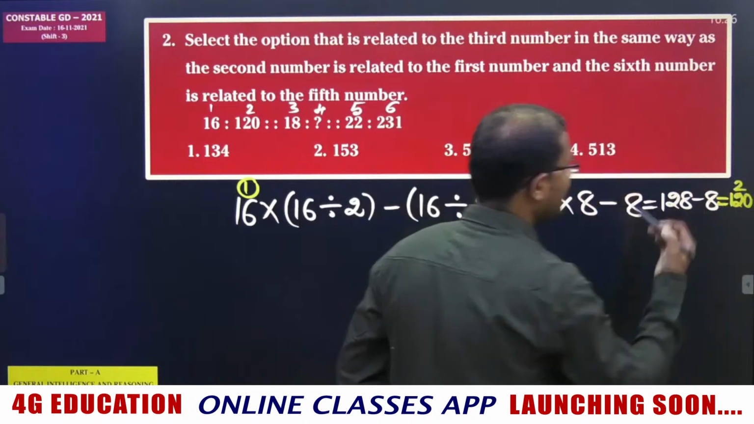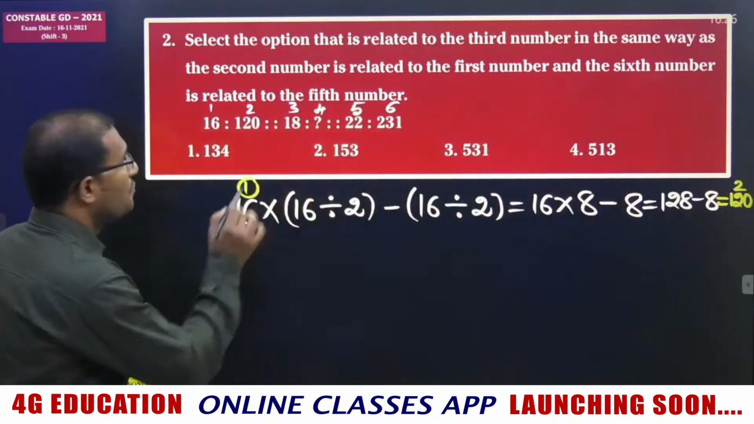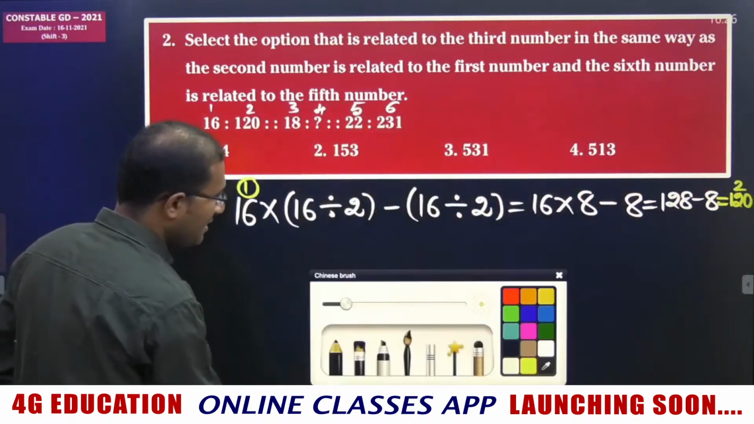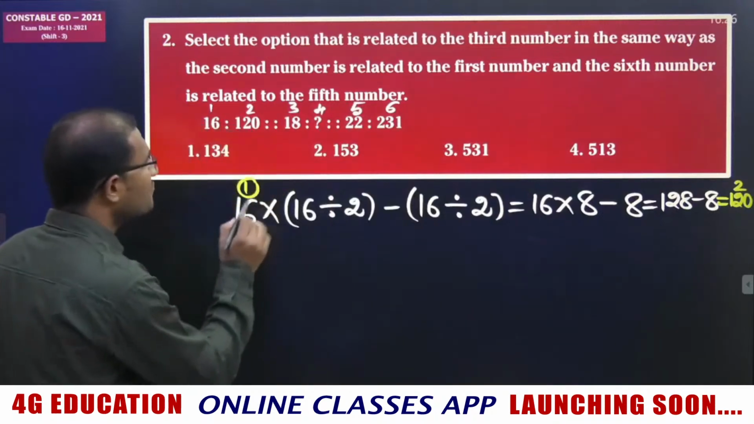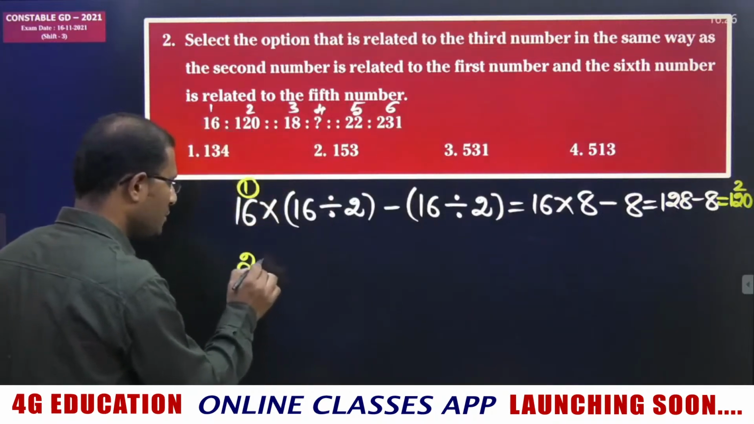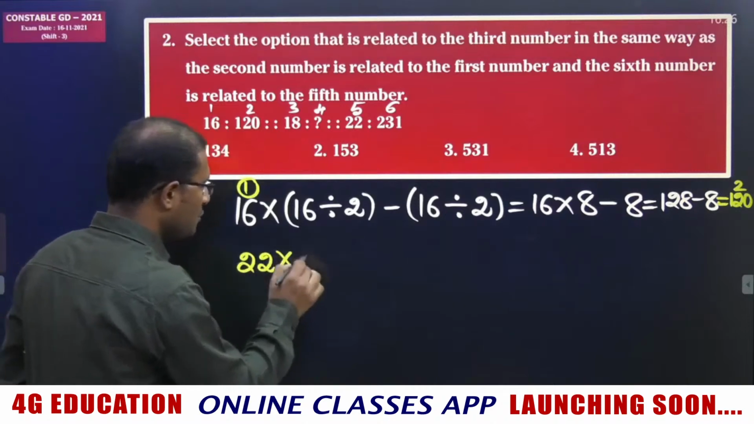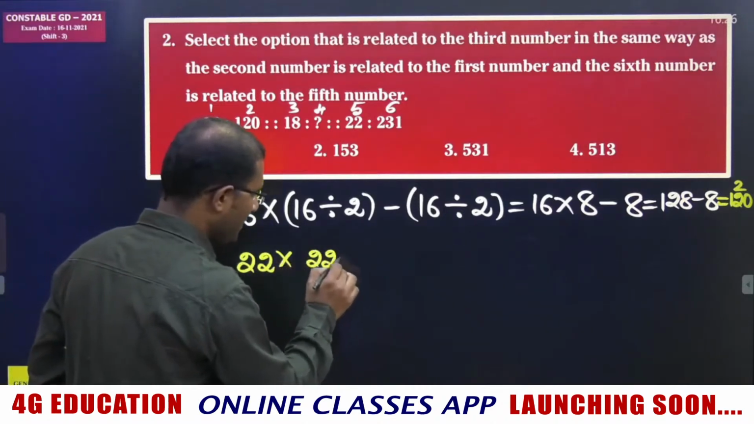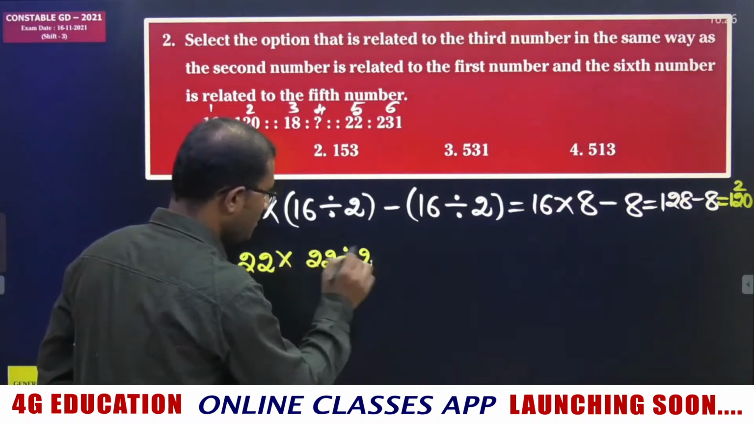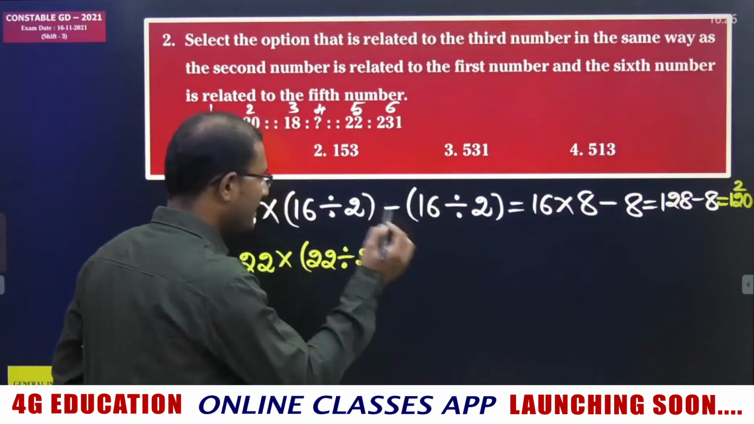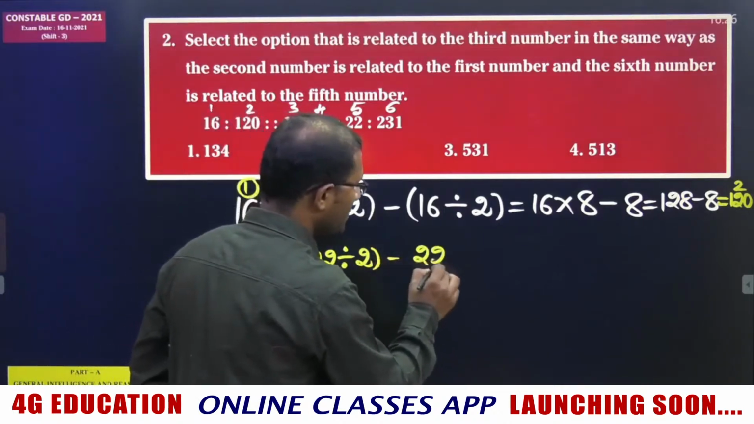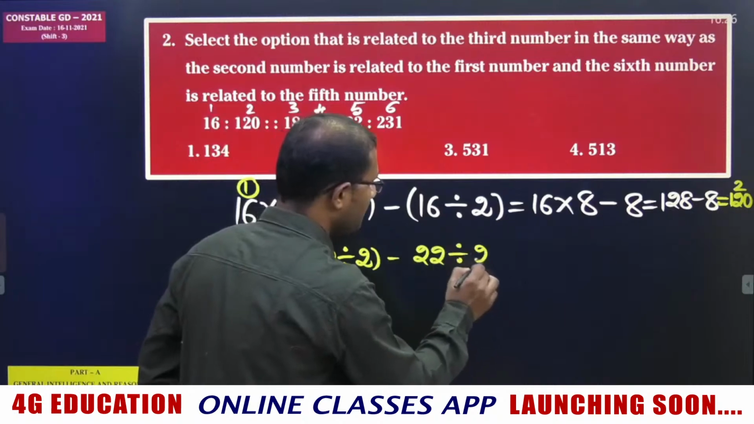120 is the second element. Now fifth element to sixth element, the same relation is applied here. What is the fifth element? 22 into 22 half, which is nothing but 11 minus 22 half, so 22 half.